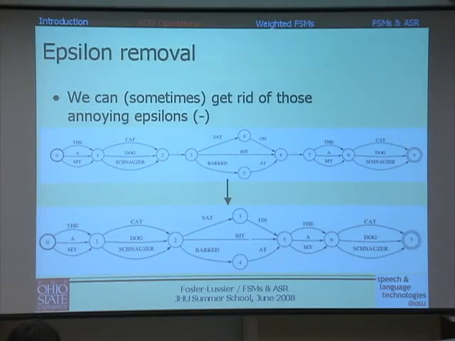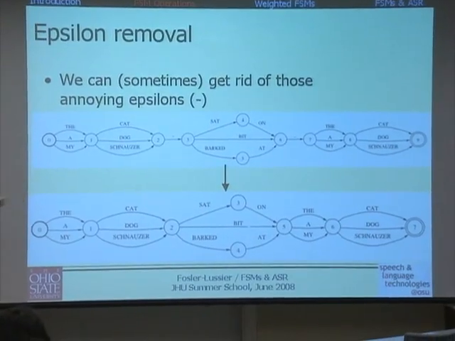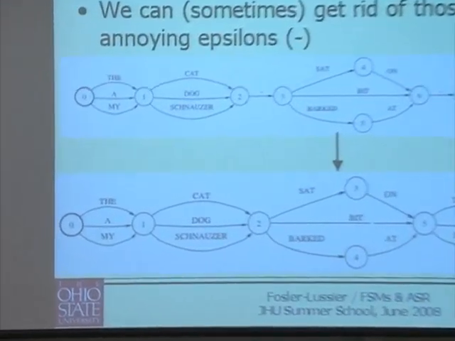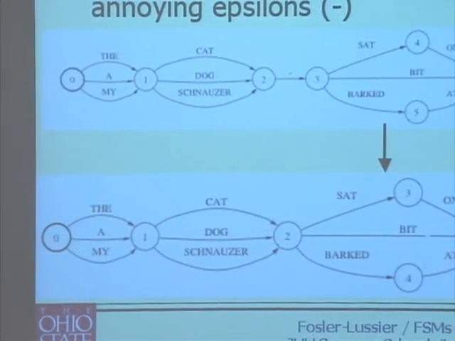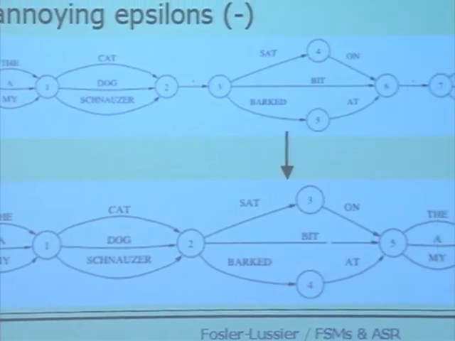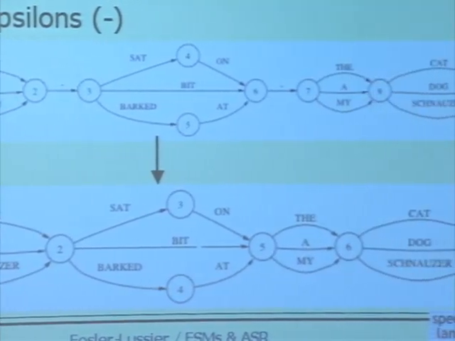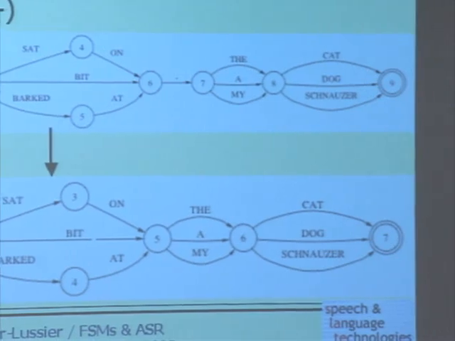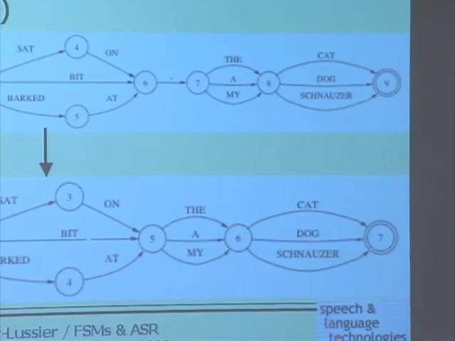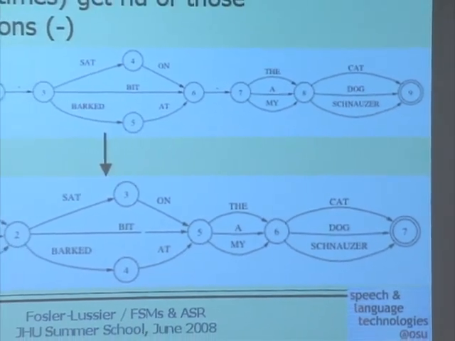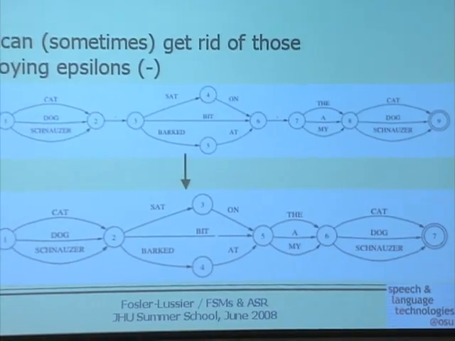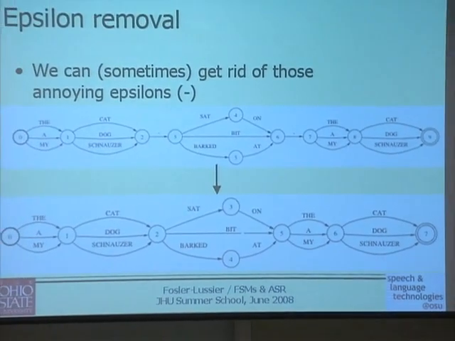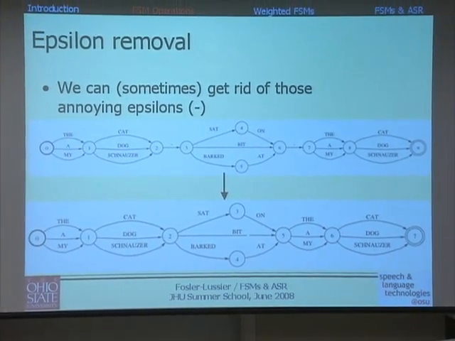And in fact, there's a tool in most of the toolkits that calls for epsilon removal, okay? In this case, it's just as simple as merging states 2 and 3 and 6 and 7. And you can see that we make a slightly more compact version of this. Epsilon removal always works, I think, for automata. I believe it does not always work for transducers. Sanjeev is nodding, so I can say that now with impunity.